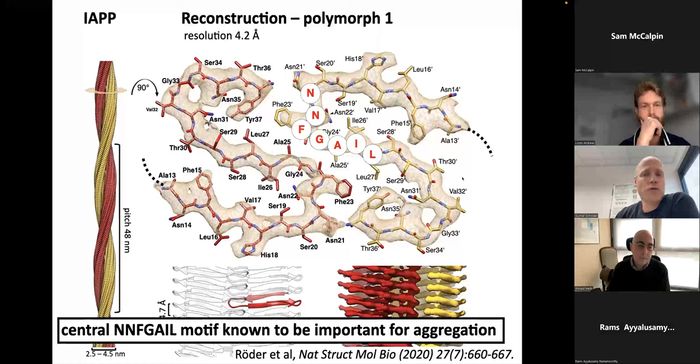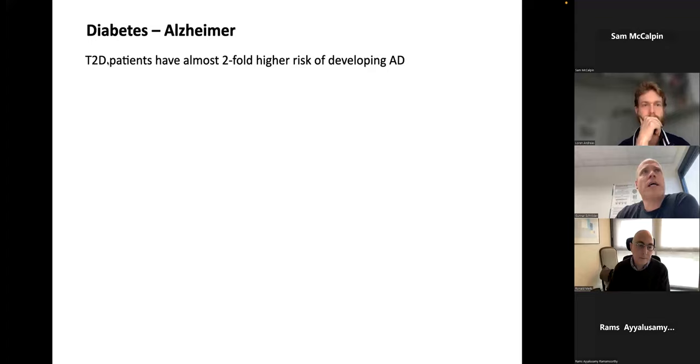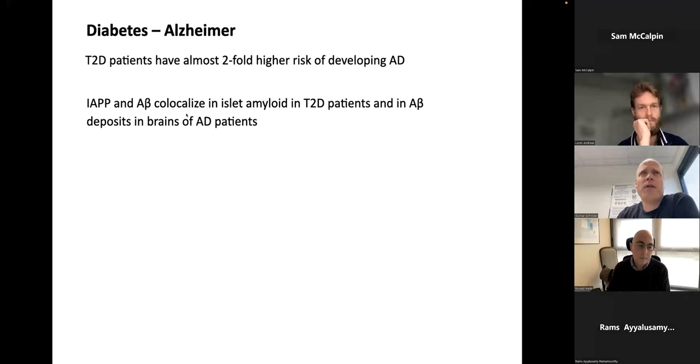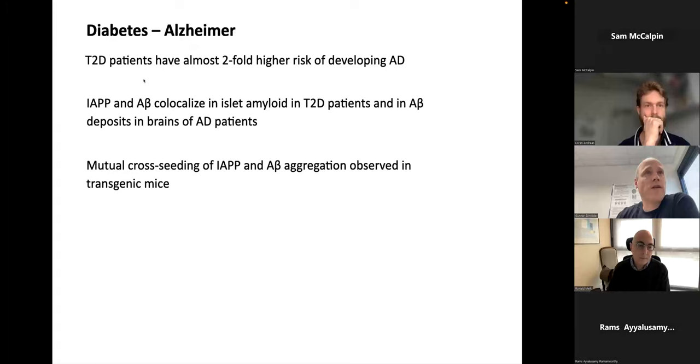And in fact, there is also a link between diabetes and Alzheimer's. That's what I want to tell you about a little bit. Diabetes patients have almost twofold higher risk of developing Alzheimer's disease. And also IAPP and A-beta co-localize in the islet amyloid deposits in diabetes patients, and also the other way around, in the A-beta deposits in the brains of AD patients. So they co-localize in the pancreas, and also in the brain.